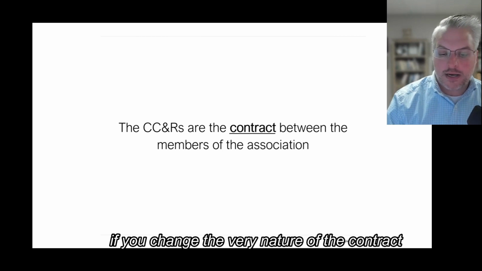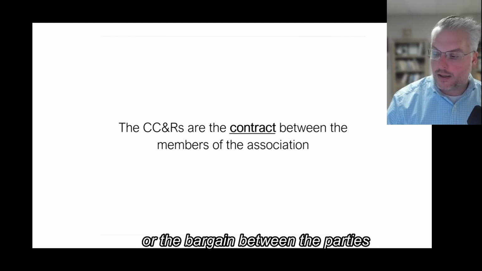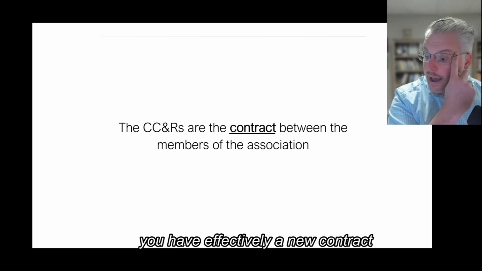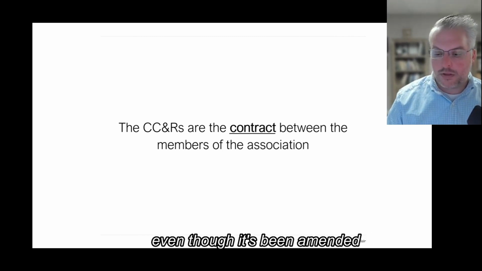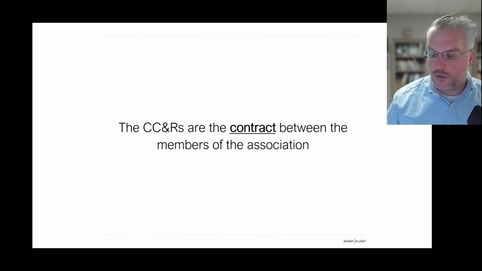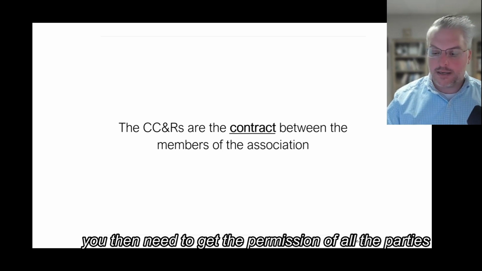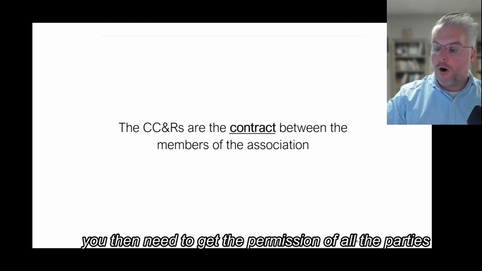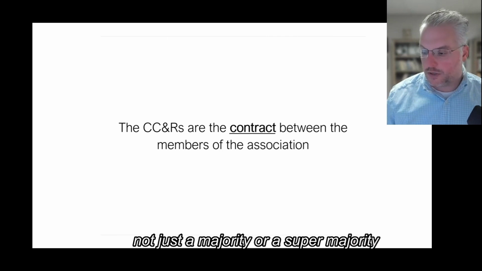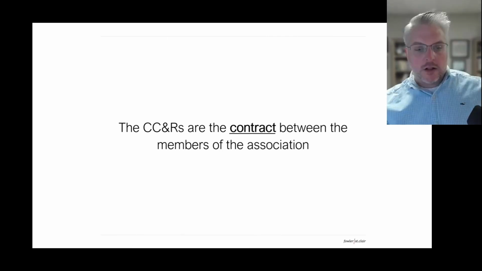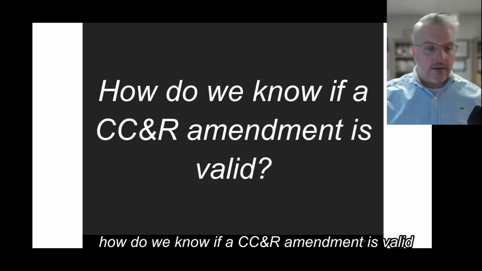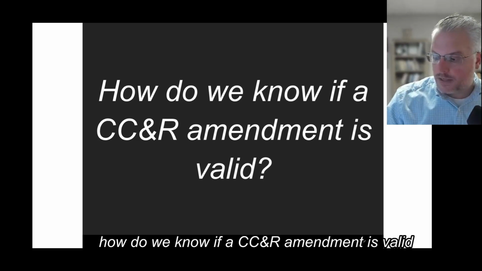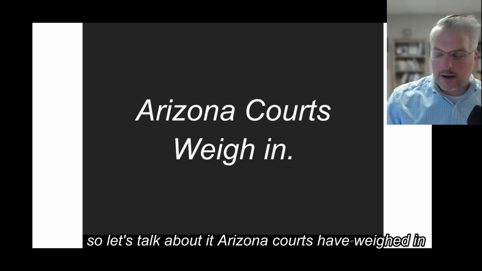If you change the very nature of the contract or the bargain between the parties, you have effectively a new contract. And when you have a new contract, even though it's been amended, you then need to get the permission of all the parties, not just a majority or a supermajority. All of that leads to the question, how do we know if a CC&R amendment is valid? So let's talk about it.